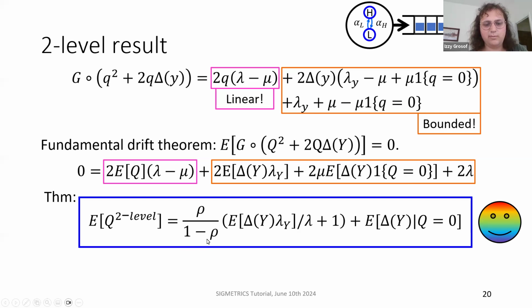So the result we have here is that the mean Q length in the 2-level system is just rho over 1 minus rho, so the same expression we saw for the MM1, times this extra factor, the mean relative arrivals weighted by the arrival rate divided by lambda, plus 1. This term over here is the term that's going to dominate, for instance, as load goes to 1. This is the big important term. And this expectation, we can calculate exactly with no trouble at all. Then we've got this extra term over here, which is the expected relative arrivals conditioned on the Q length is 0. And that's a little more complicated to understand. Let's take a look into it on the next slide.